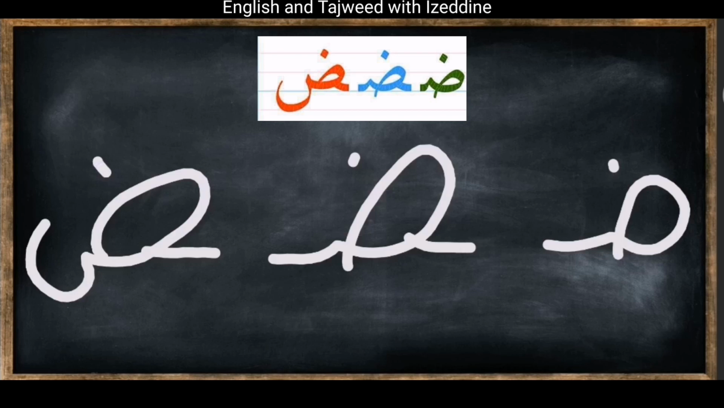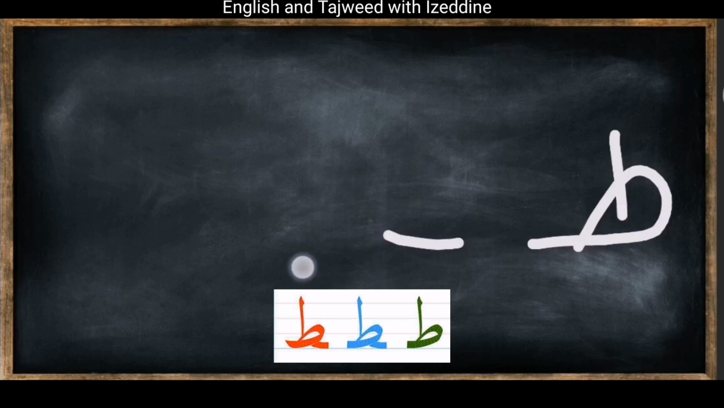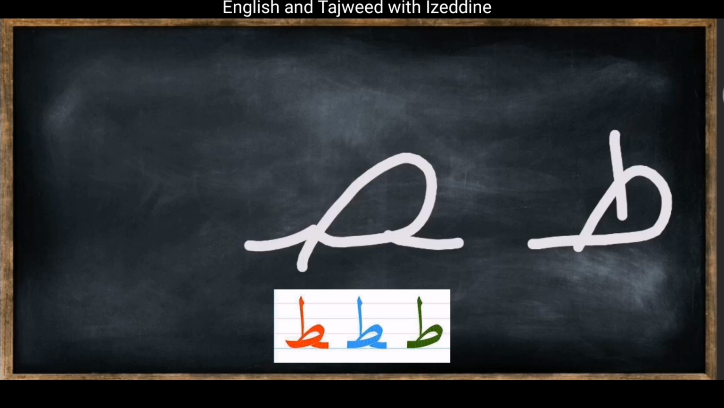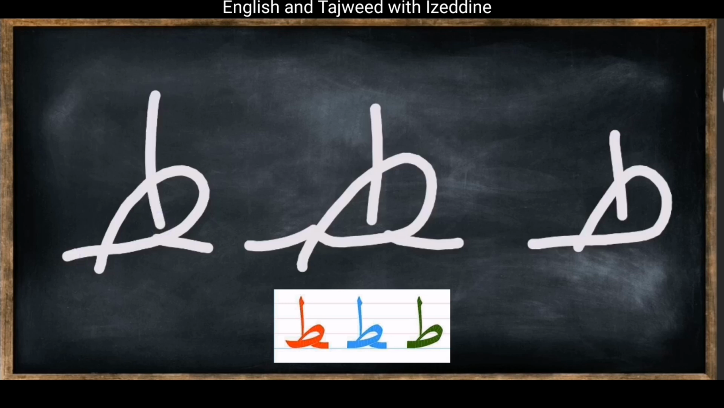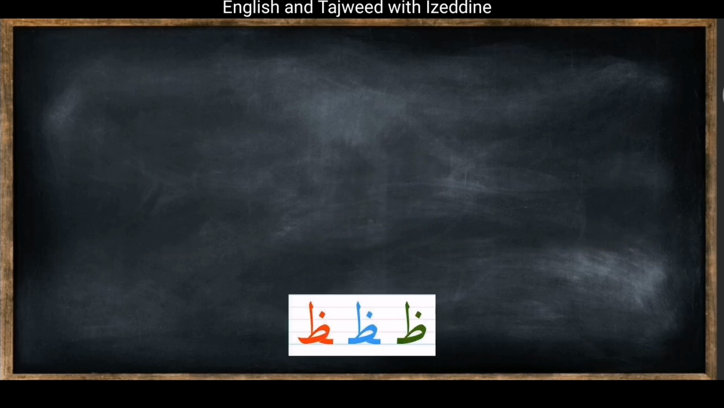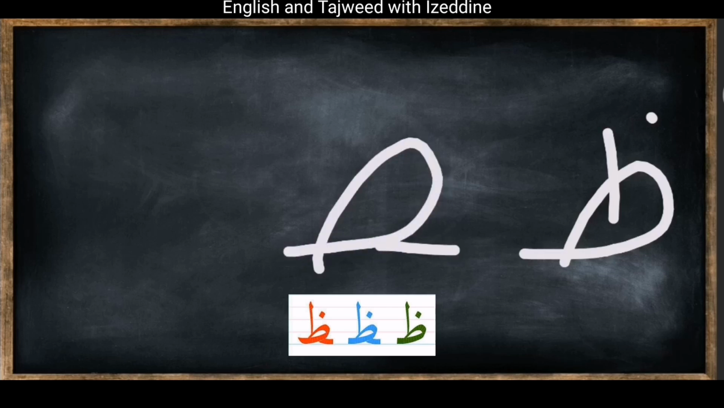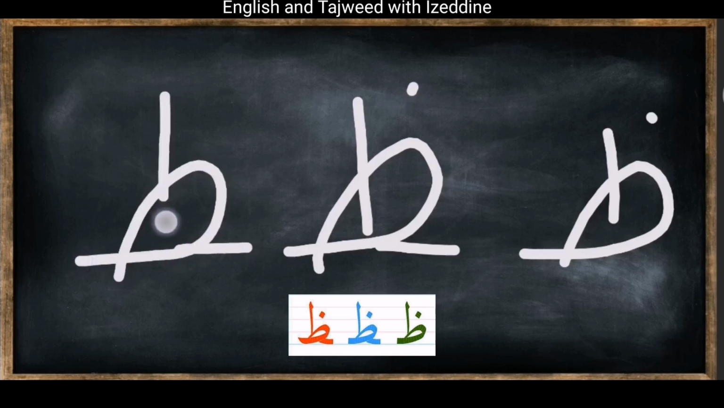It has a tail. Now these two letters don't have the tail, even they are at the end. Ta and dha. So ta at the beginning, ta at the middle, and ta at the end without a tail. Dha, the same thing like ta at the beginning with a dot always, dha, and at the middle and at the end without a tail.